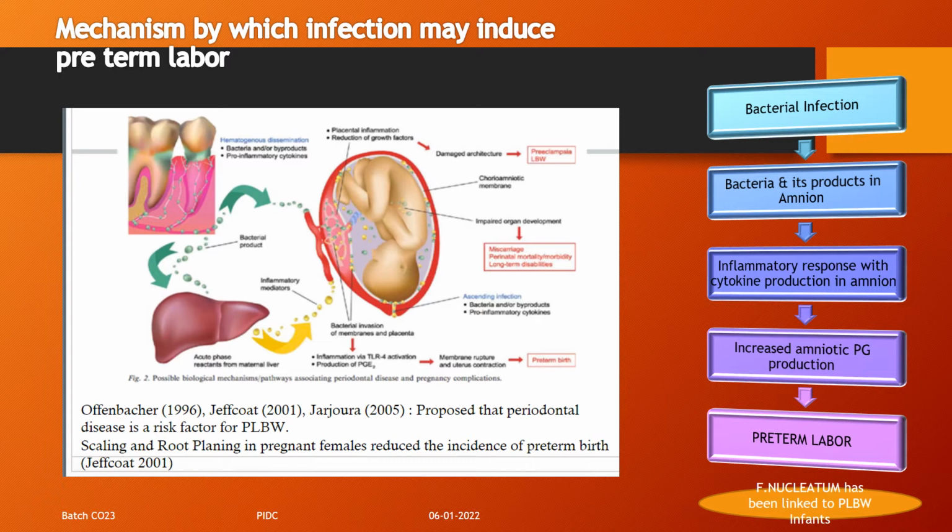which could lead to bacterial invasion of the membranes and placenta, and thereby an increased amount of prostaglandins, which leads to membrane rupture and finally to preterm birth. So this bacterial infection and its products in the amnion lead to an inflammatory response with cytokine production in the amnion, and this increased amniotic prostaglandin production leads to preterm labor. These authors have also found that Fusobacterium nucleatum has been linked to preterm low birth weight infants.